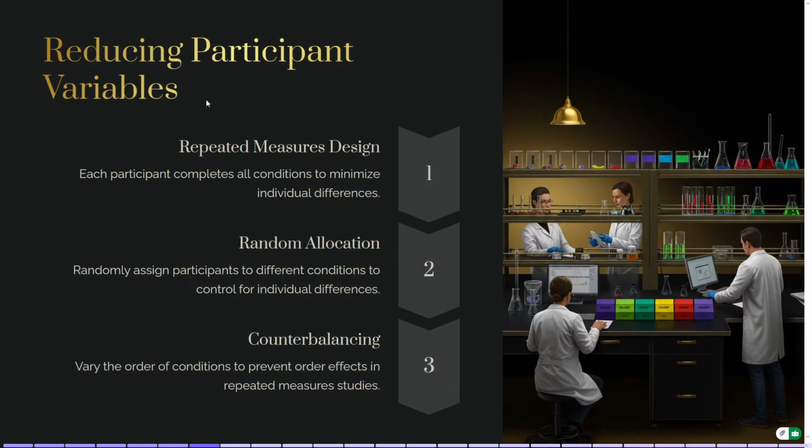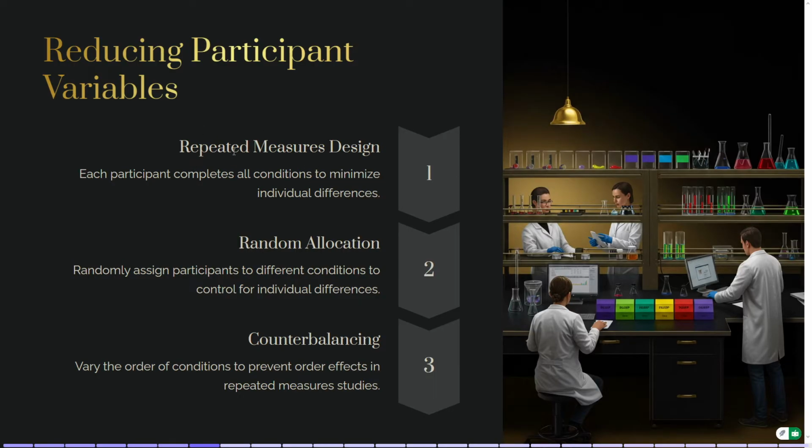Now, reducing participant variable. Okay, how can we reduce participant variable, for example, in a repeated measure design? Because in independent measure design, we said a group of people will go to one condition, another group will go to another condition. So there could be participant variables, that is individual difference. It could be that those that we ask to go to one condition are different. Obviously, they're going to be different from the people we ask to go to another condition.